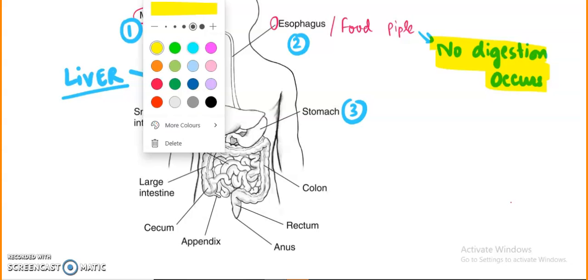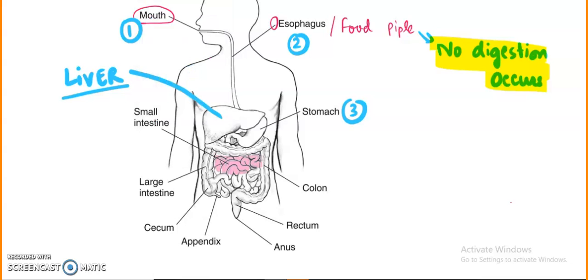Now, where is the small intestine? This is here where I am coloring pink. Now, why is the small intestine known as small? Because it is lesser in diameter than the large intestine. Actually, the length of the small intestine is more than the large intestine, but the diameter of the small intestine is less. That's why it is known as the small intestine.